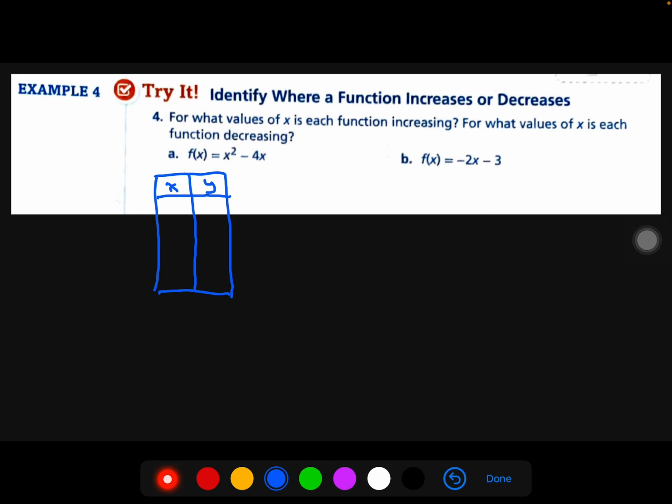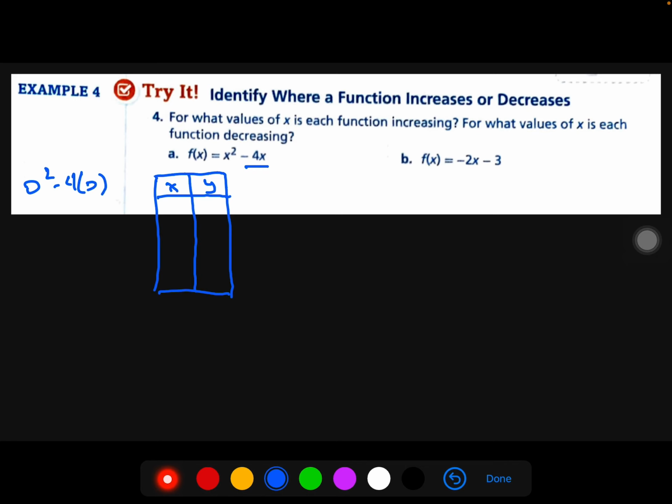To find the y-intercept, we can set x equal to 0. However, this tells us it's going to be shifted. Let's start there. We're going to set x equal to 0, and we get 0 squared minus 4 times 0. So it looks like our y-intercept is 0 when x equals 0.